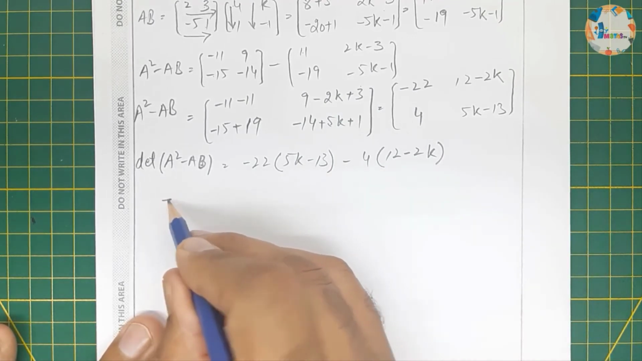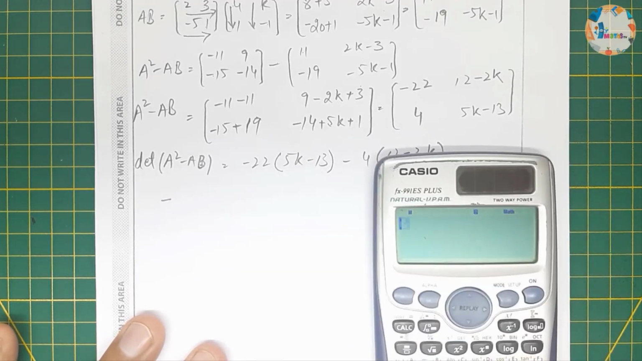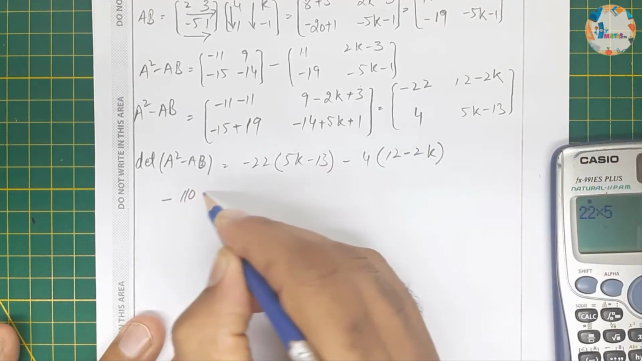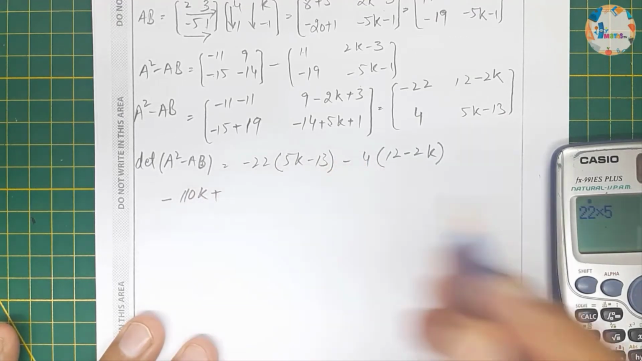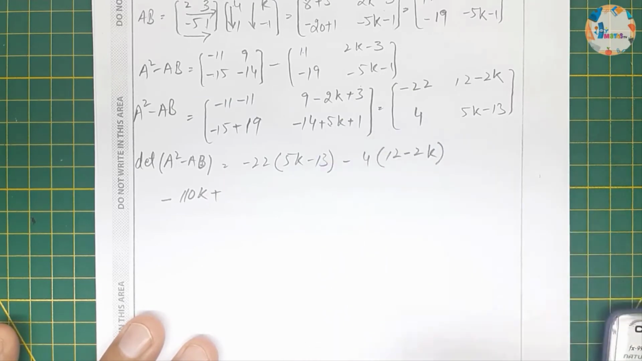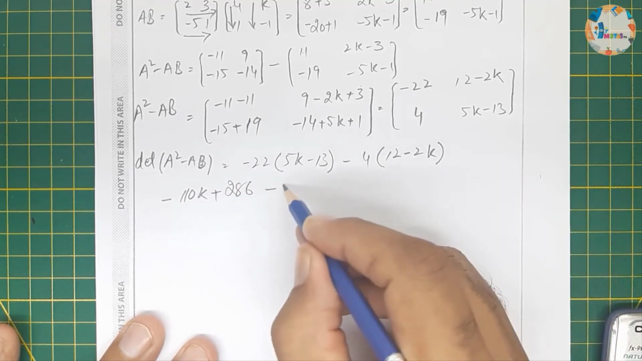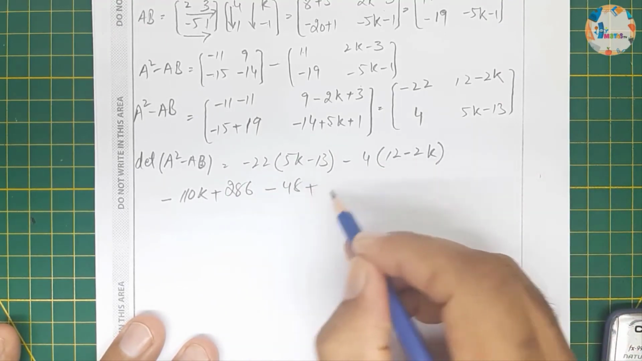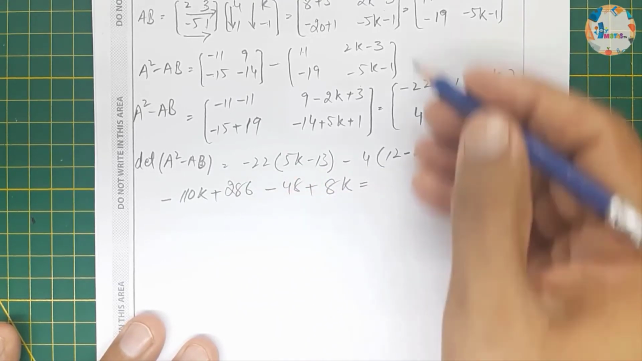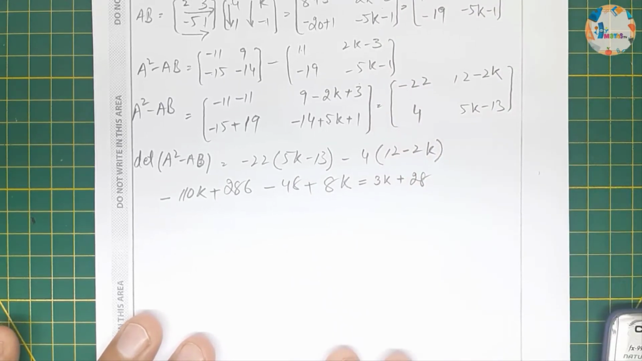This will be minus 22 into 5 will be what? 22 into 5 will be 110. So minus 110k and plus 13, 22 into 13 is 286, so 286, and minus 4 into 12 will be minus 48 and plus 8k, this one, equal to 3k plus 28, which is given in the question.